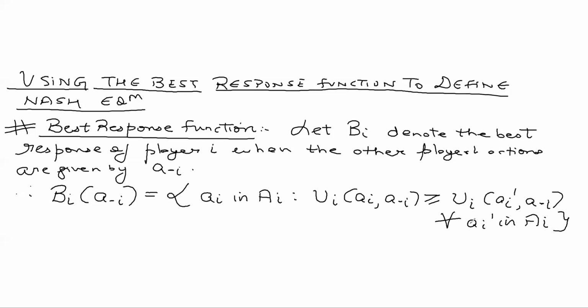Now, first of all students should understand what is capital A_i. Capital A_i denotes the set of all possible actions of player i. Small a_i is one particular element of capital A_i. I repeat, small a_i is one particular element of the set capital A_i.